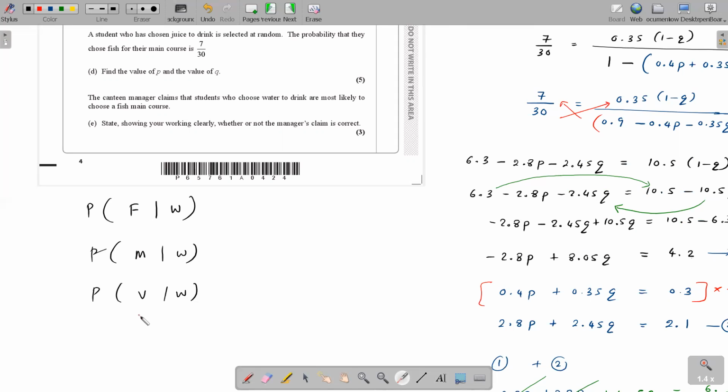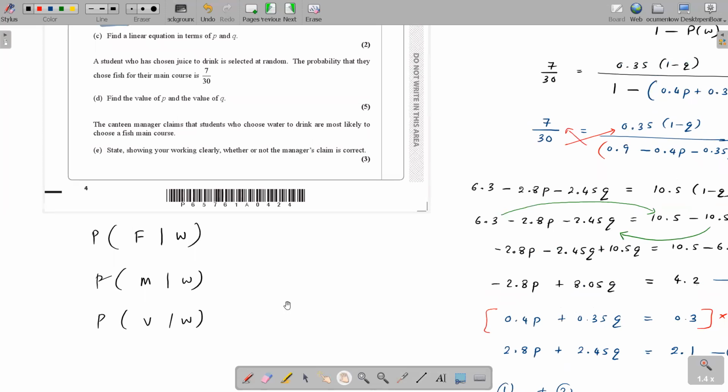Out of the students who drink water, he says many are likely to choose fish. What does he mean? He means that this fish given water probability is the highest. Probability is how much it occurs, so a higher probability means it's occurring more. Out of these three probabilities, he says this is the highest. So you have to calculate all three and see whether this value is the highest of all three. Understood? So check whether this value is the highest, children.